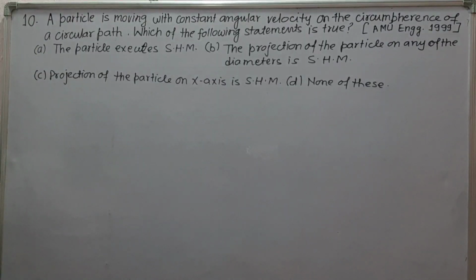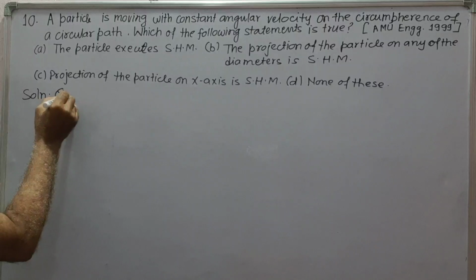Next question number 10. A particle is moving with constant angular velocity on the circumference of a circular path. Which of the following statements is true? These are the options. A. The particle executes simple harmonic motion. B. The projection of the particle on any of the diameters is simple harmonic motion. C. Projection of the particle on x-axis is simple harmonic motion. D. None of these.